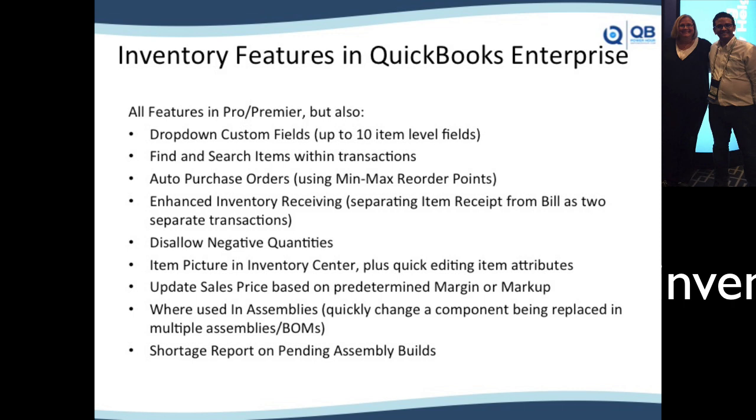And in any sort of inventory function where the user can type anything they want in the custom field. Find and search items. So when you have a big item list, it's really useful to have a place where you can just search. Automatically purchase, so you can actually automatically create a PO based on minimum and maximum reorder points.